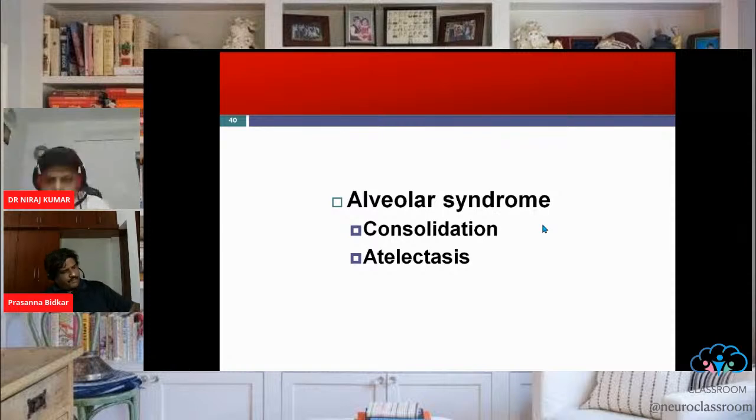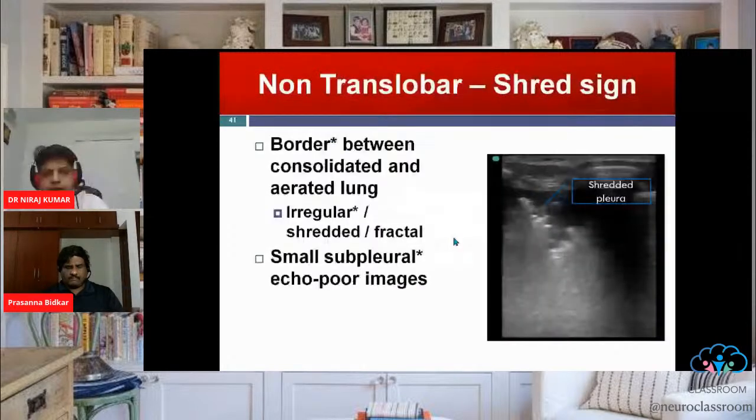Now we are discussing the alveolar syndrome. Regarding alveolar syndrome, there are two main things we want to discuss. The first is consolidations, and the second is atelectasis. So first, let's discuss consolidations. To simplify things, the consolidation pattern can be divided into two.